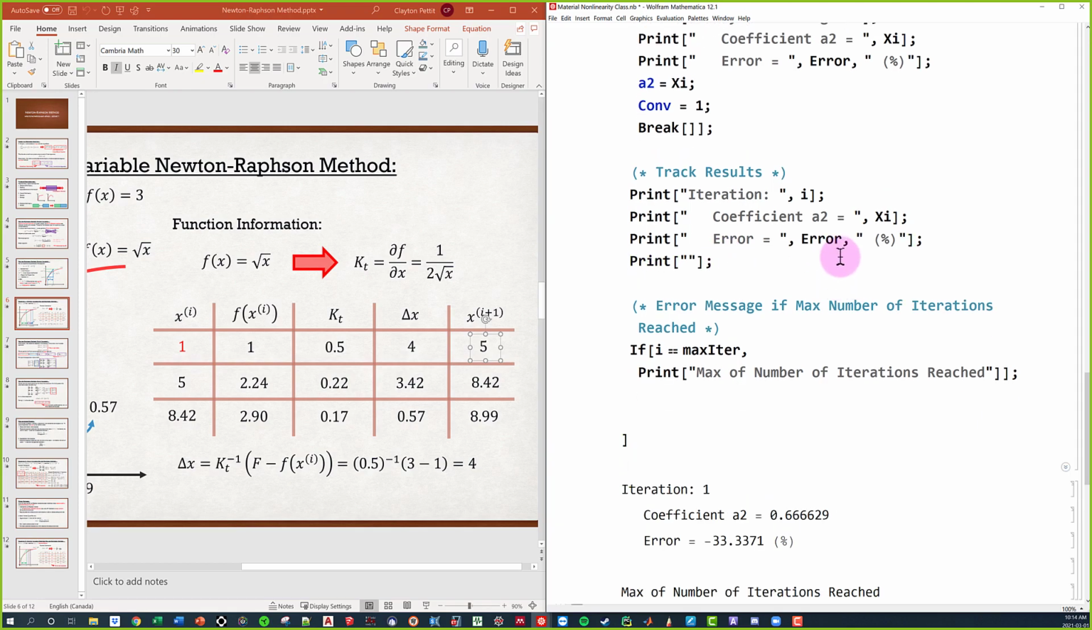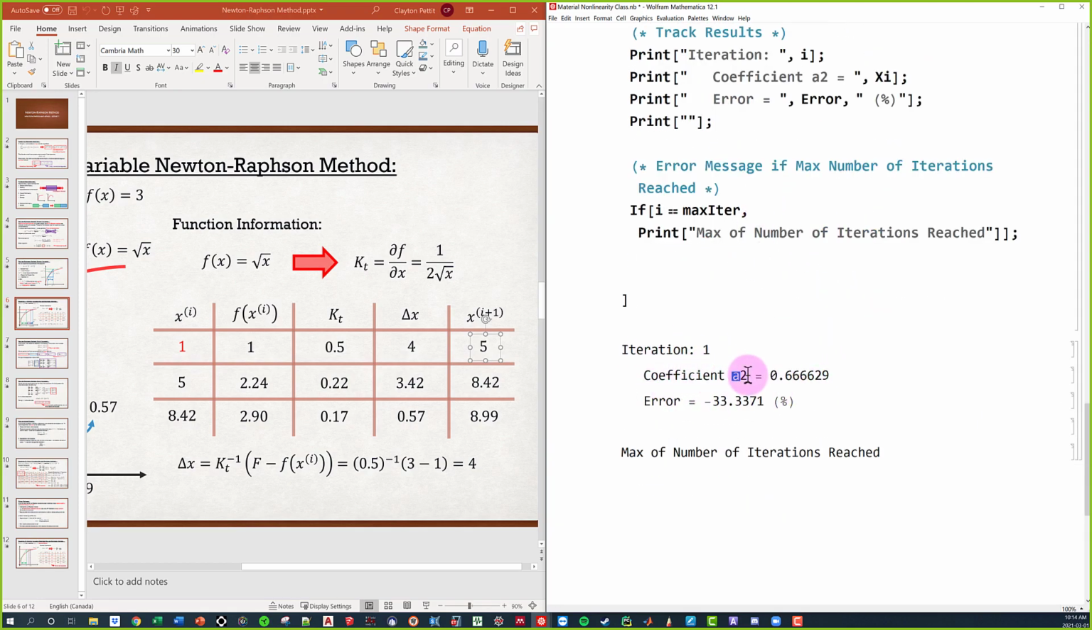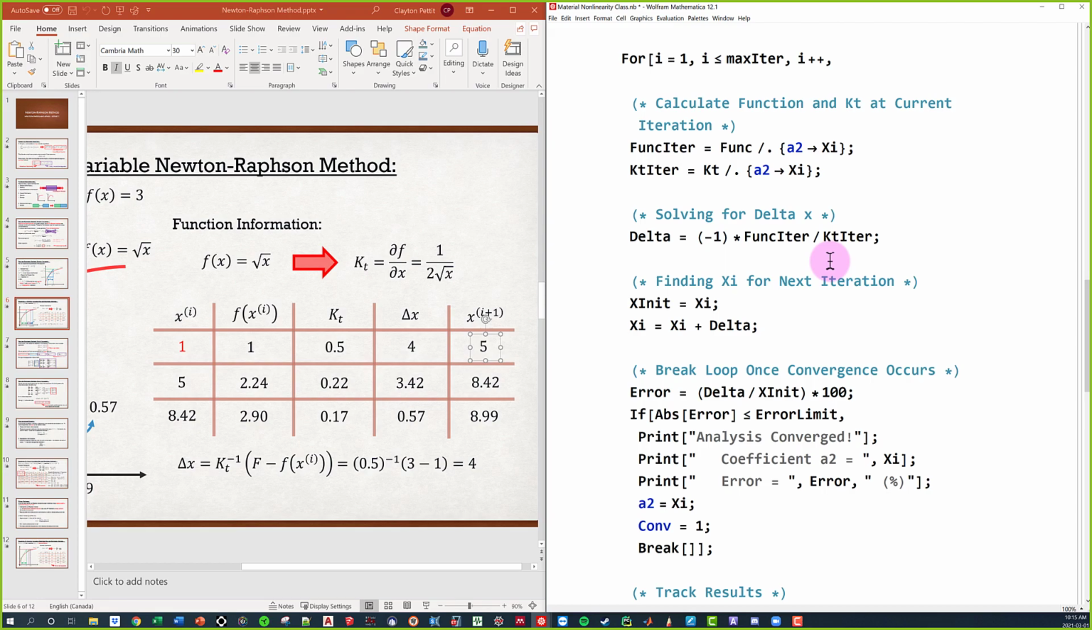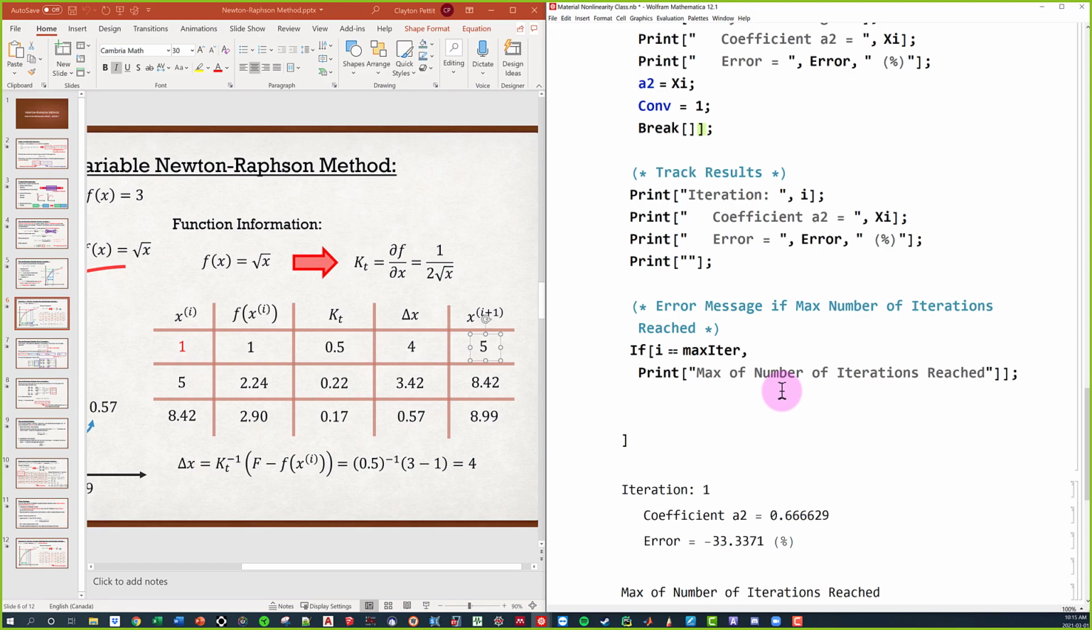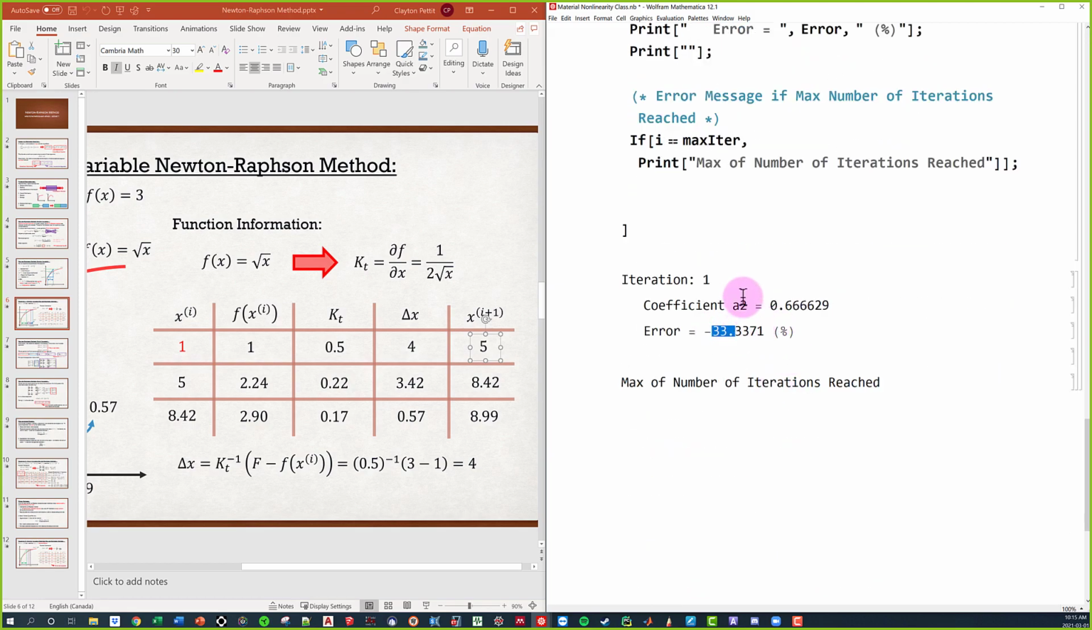So now if I were to run this code, on our first iteration we have A2 equal to 0.666 and so on, and our current error is around negative 33%. This is why we had to put the absolute value signs in front of our error, because negative 33% is technically less than 0.5% since it's negative. So we always have to use those absolute values. So iteration 1, A2 is this, our error is this. We didn't reach convergence and our max number of iterations has been reached.